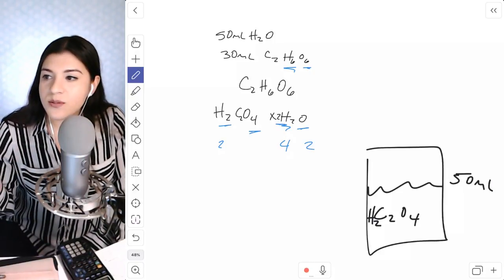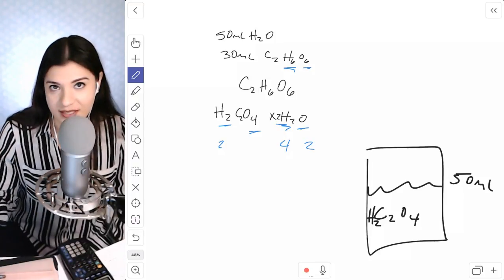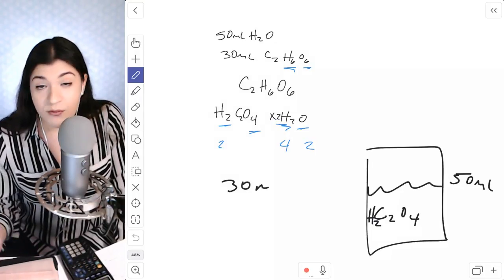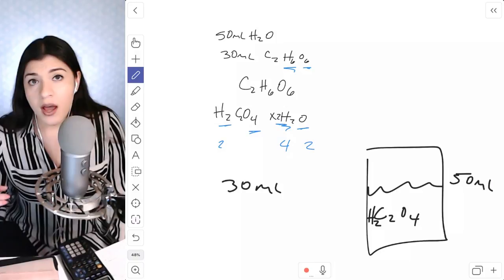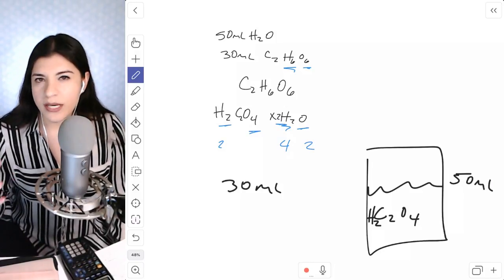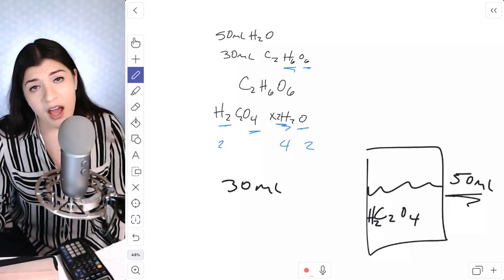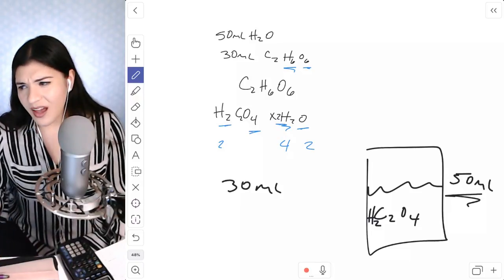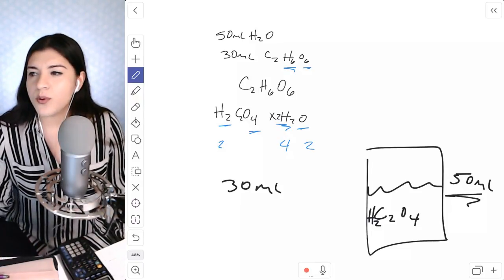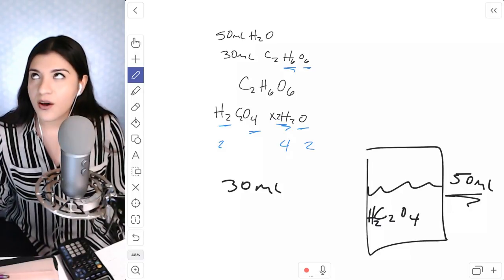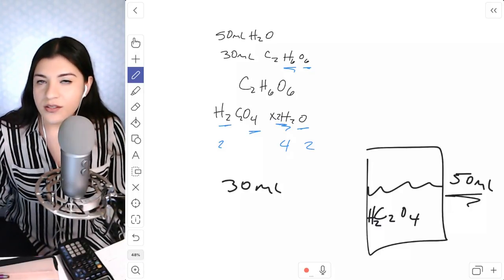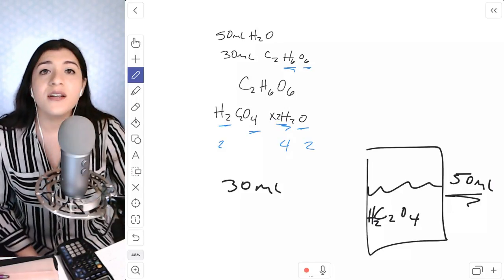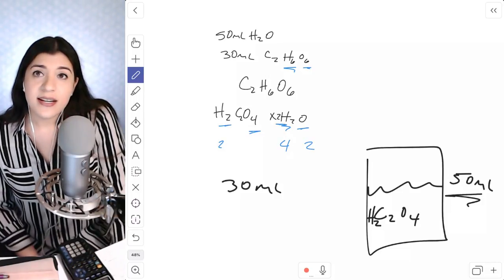So what's going to happen is we're going to require less base to neutralize it. But if we had 30 mL of water instead, which is a lower amount of water, then that acid wouldn't be as weak compared to adding 50 milliliters. So then it would have required more. So the question here is, would we require more or less or the same amount of NaOH? We would require less, just because by adding 50 milliliters of water to that acid, you are weakening that acid.